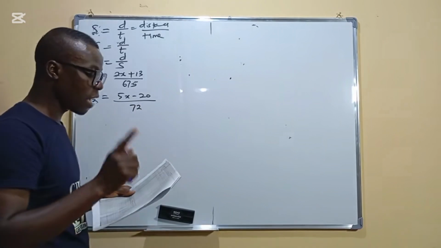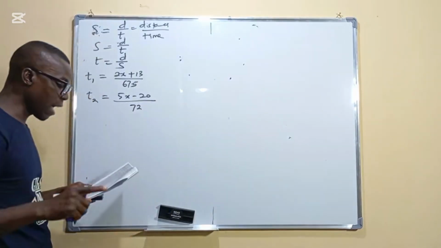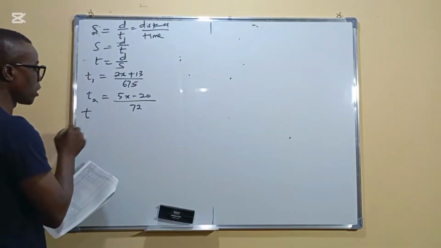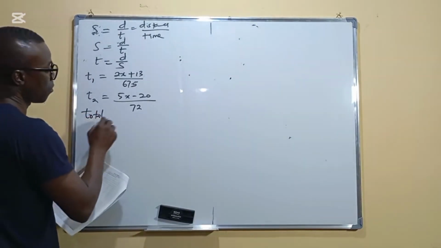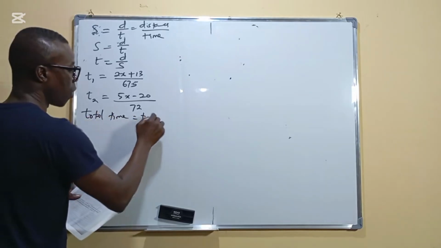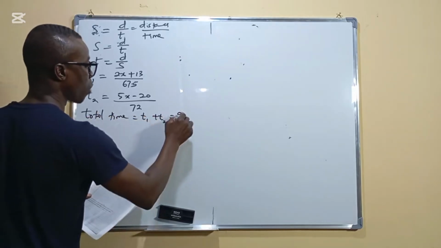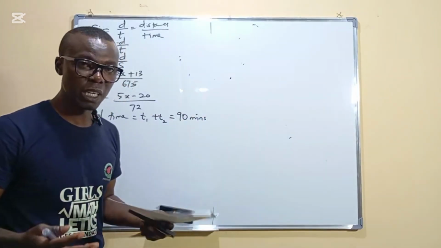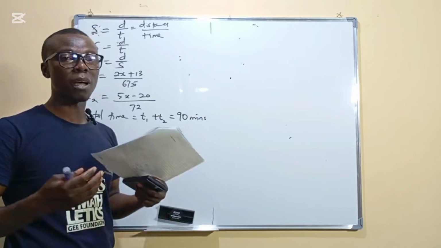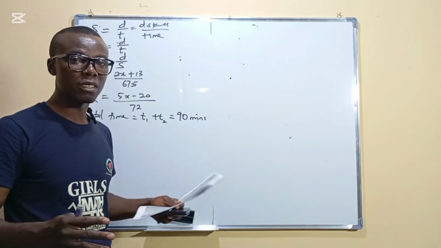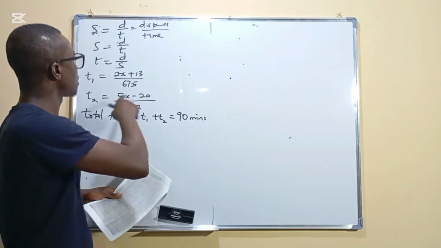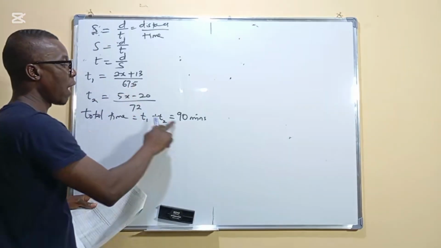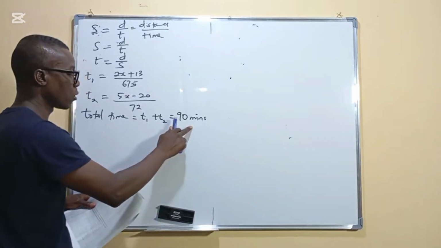Now, the question went further to say, if the total time taken for the entire journey was 90 minutes. So that simply means I'm going to call this the total time, which is going to be T1 plus T2, and that is equal to 90 minutes. Now, remember, whenever we are dealing with speed, distance, and time, mostly the default unit is hour. That's why this was given as 67.5 kilometers per hour. So we have to change this to hours now.